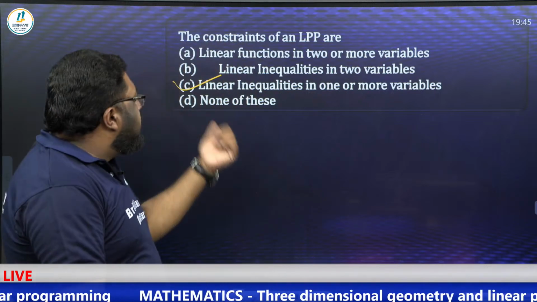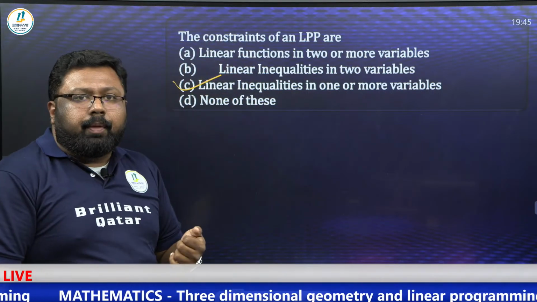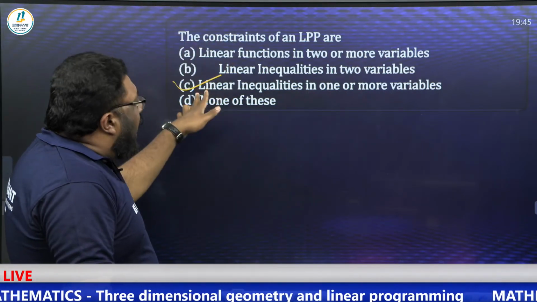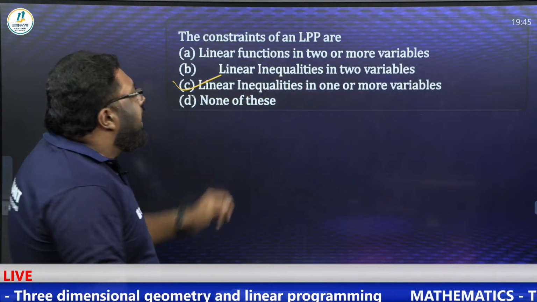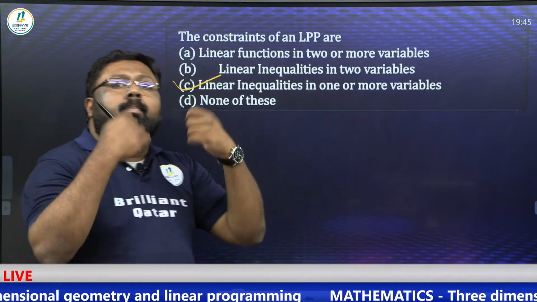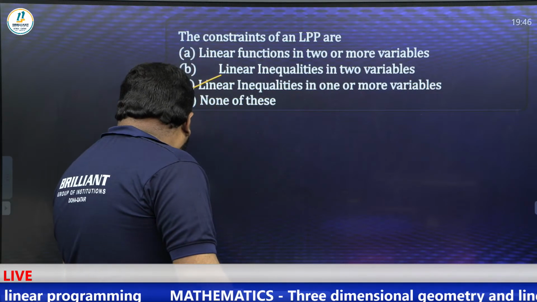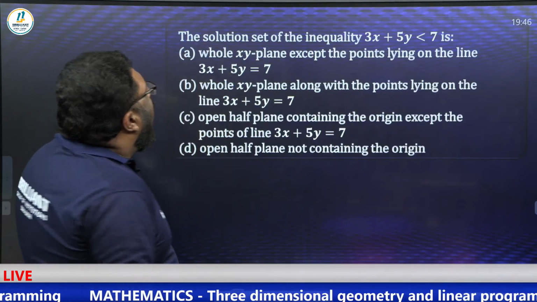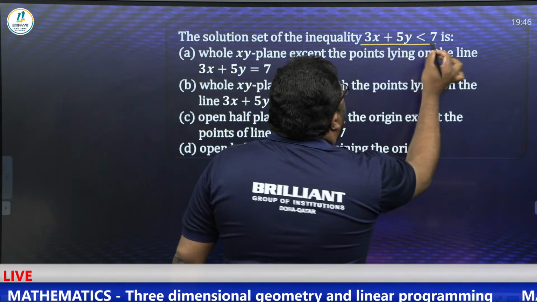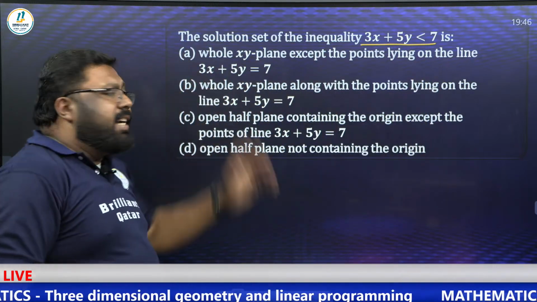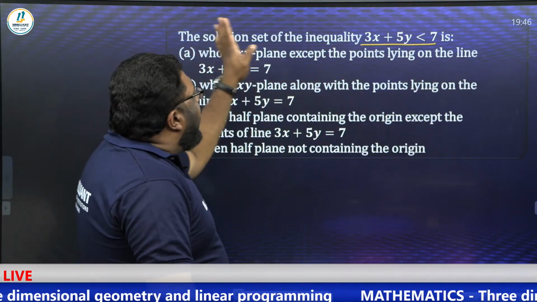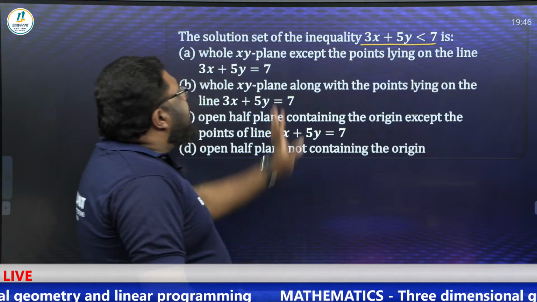Okay, so in those cases your option B is wrong. So constraints are linear inequalities in one or more variables. Okay, clear? Option C. Next, how do you find the solution set for this? Read the options, that is the best. The whole xy plane except the points.